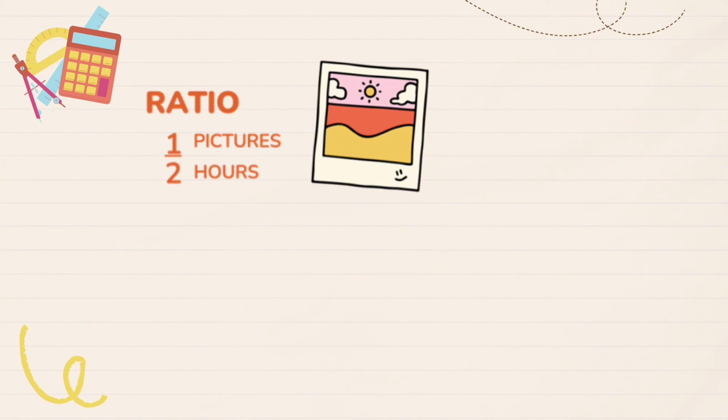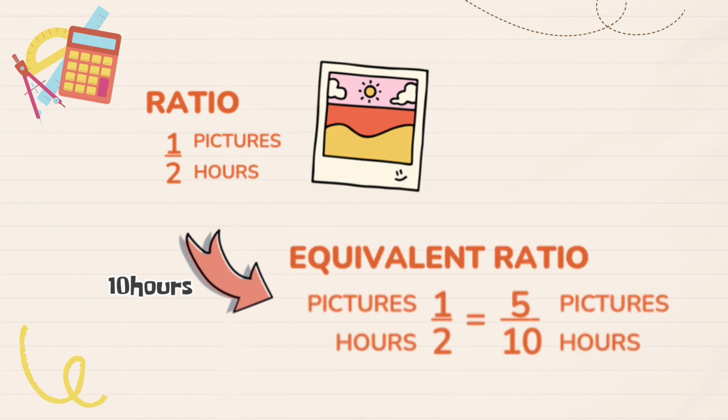Alright, but what if our student draws pictures at the same rate for 10 hours? How many pictures would they draw? Well, if they finish one picture every 2 hours, then in 10 hours, they'll have drawn 5 pictures. So that ratio would be 5 pictures per 10 hours.